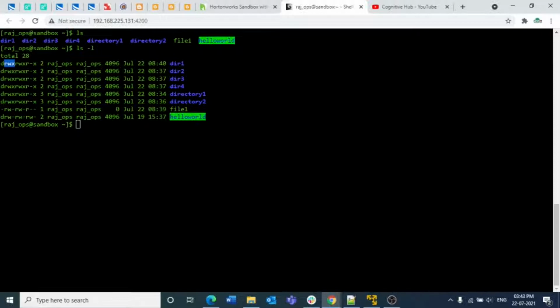And the next 3 are related to the user, the next 3 are related to the group and then the next 3 are related to the owner. So it will represent what permissions the 3 categories have: what permissions the user has, what permissions the group has, and what permissions the owner has. We also have some terminology like small a, which means all, that includes all users, the group as well as the owner.